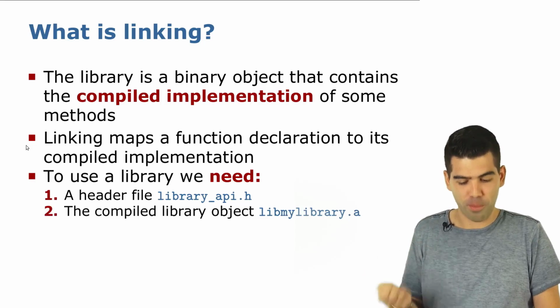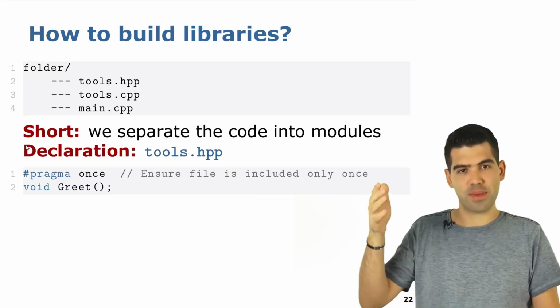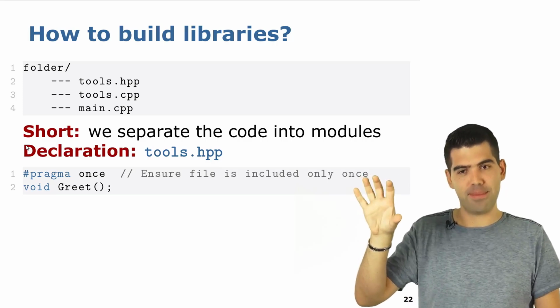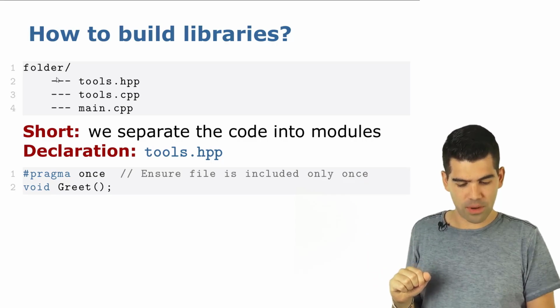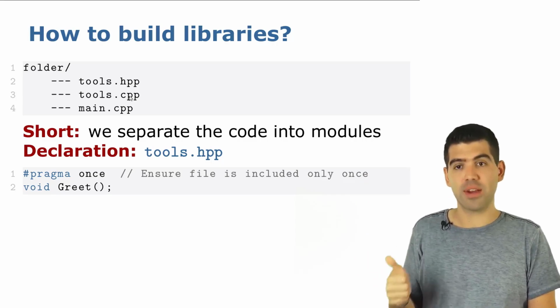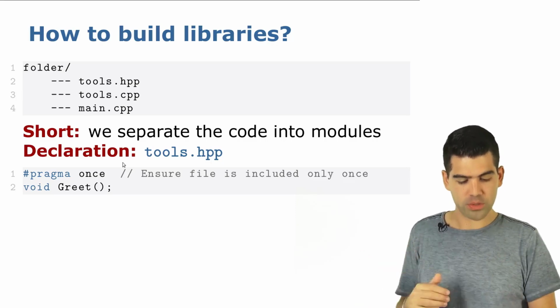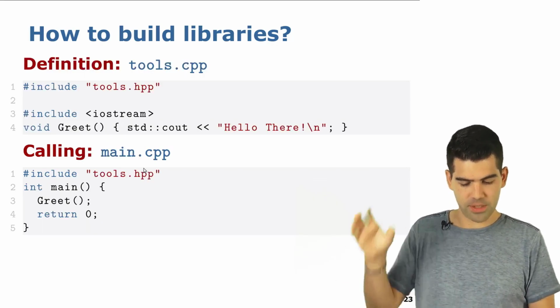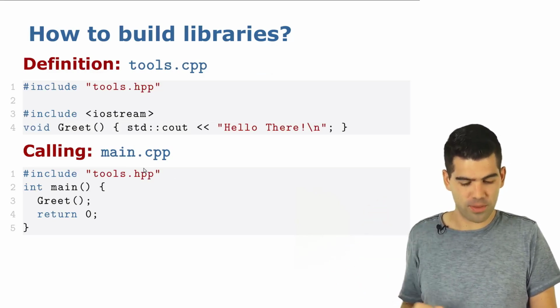So now we need to compile the library. So how do we build the library? Again, I'm repeating the example I'm building in VS Code. We have our folder with the tools header file and the CPP file, and in short we will separate the code into modules. And this is the full implementation, so you can also stop the video and try it by yourself.